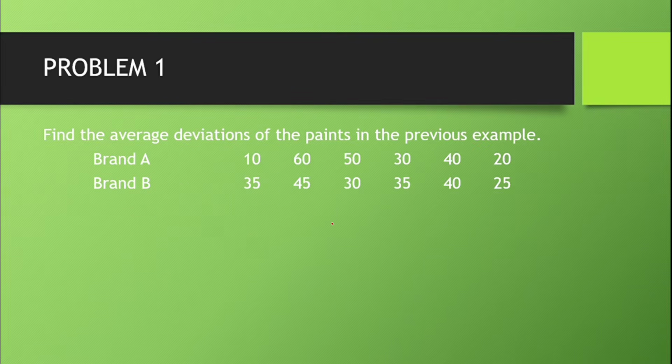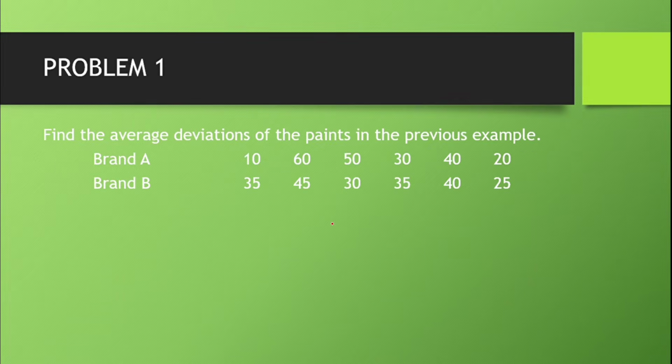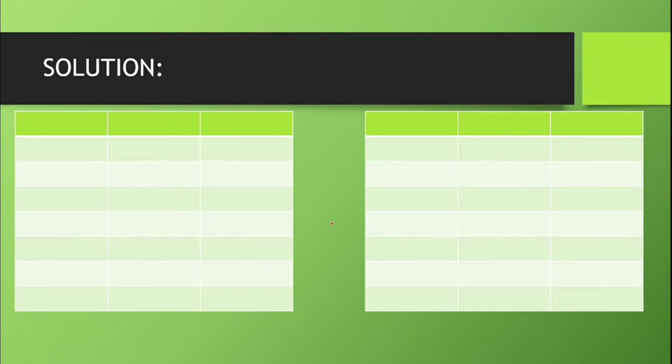Okay, so problem number one. Since we have the previous example, we have to compute the average deviation from the mean. So again, let's follow: compute the mean of the data set, subtract the mean. These are the steps to be followed. Whichever of brand A and brand B has the lesser average deviation, we could say that brand is less variable, or more consistent, and performs more consistently than the other brand. Okay, so let's have the solution.